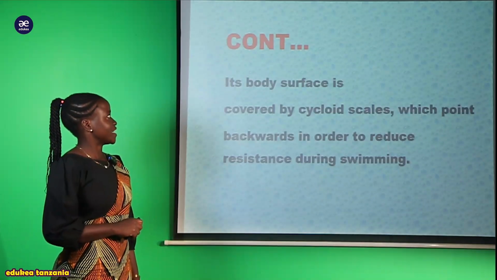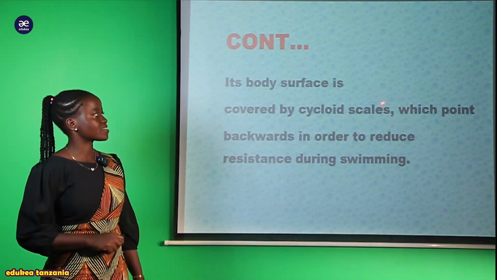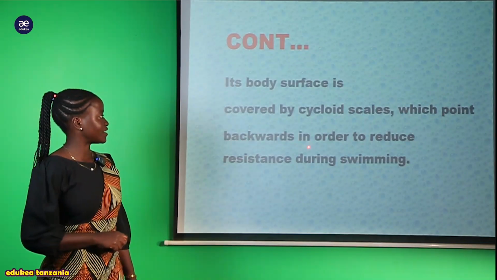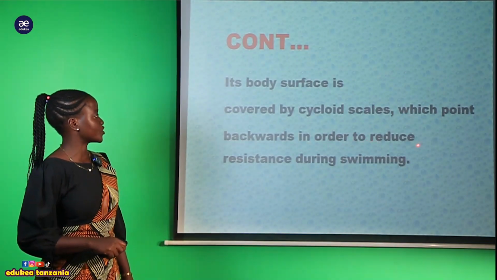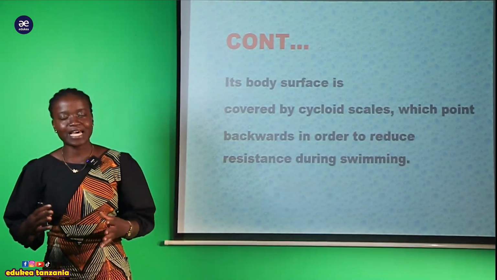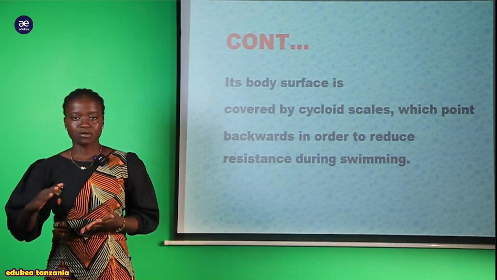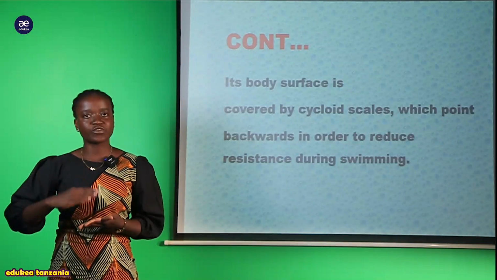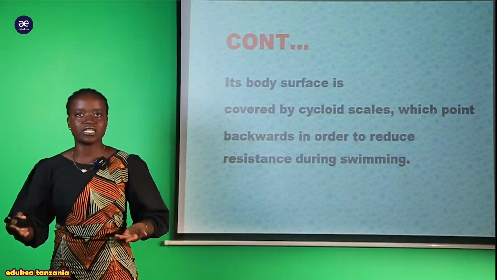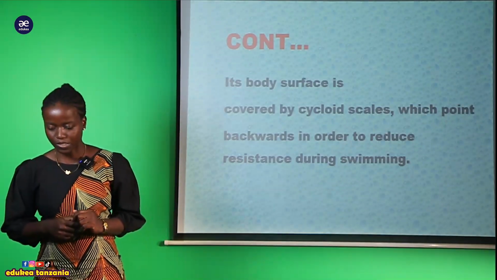And also we can say that its body surface is covered by cycloid scales, which point backward in order to reduce the resistance during swimming. Kwa ukiangalia pia yale magamba ambayo wanakuwa nayo hawa tilapia, tunasema kwamba yanakuwa yamejifunika kwenda nyuma. Ile inawasaidia wao waweze kuswim very easily within the water.